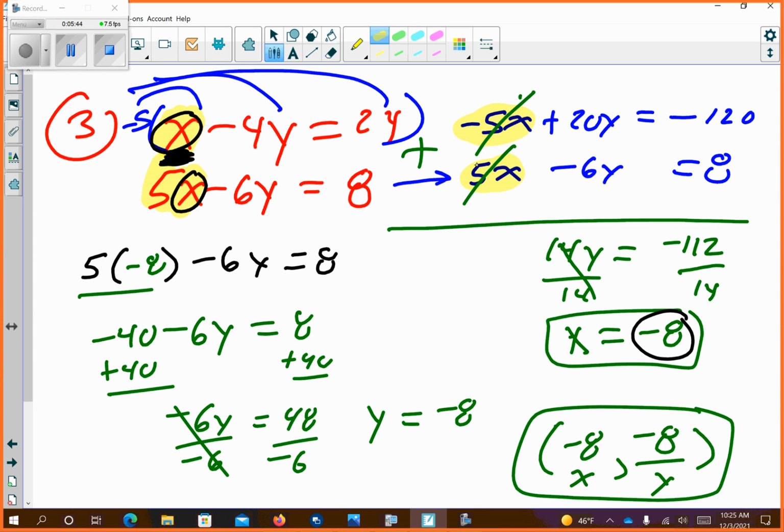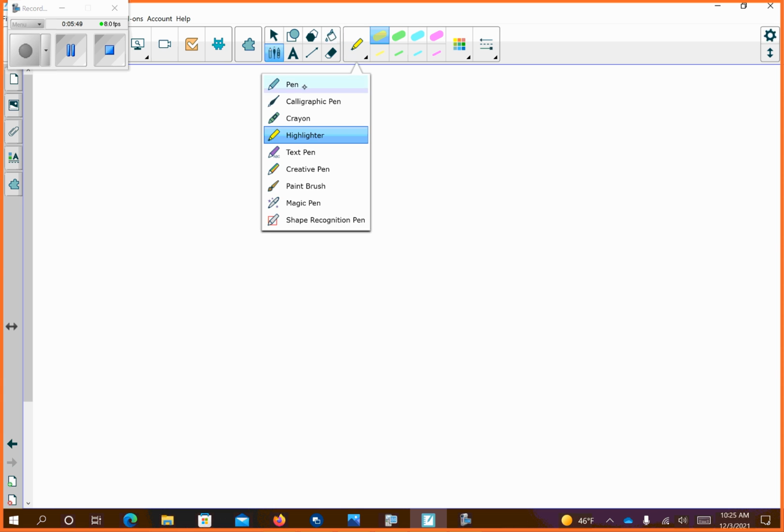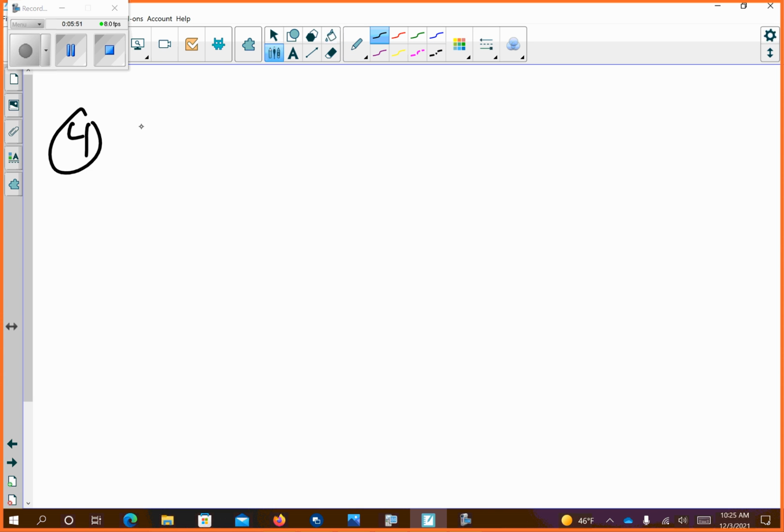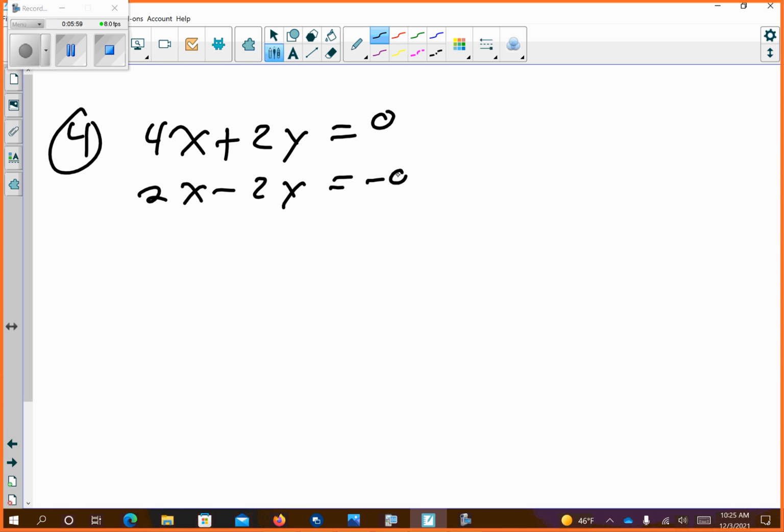Can I move on? Let's see if we can answer that on this next one a little bit. Number 4, we have 4x plus 2y is equal to 0. And I got 2x minus 2y is equal to -8. Okay? So I'm going to think about, oops, I should have been just minus y, right?